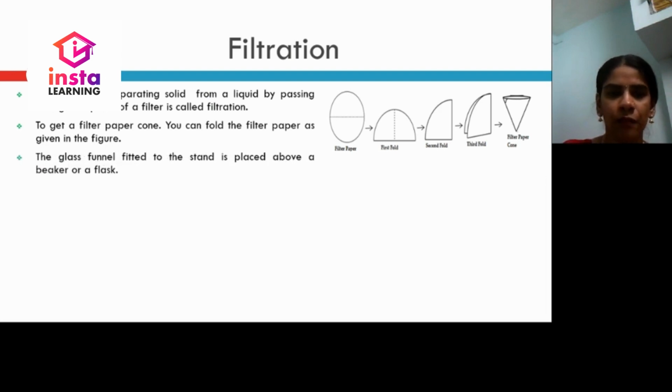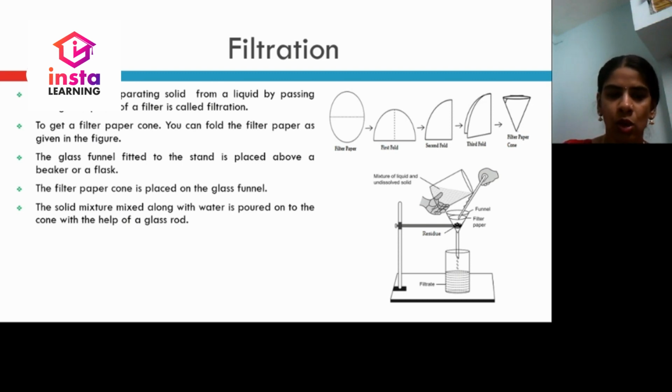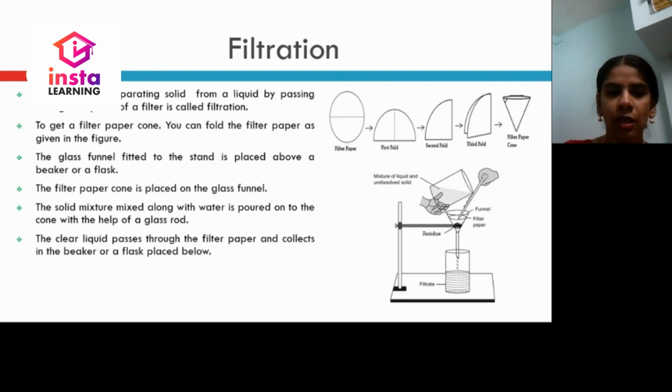The glass funnel fitted to the stand is placed above a beaker or a flask. The filter paper cone is placed in the glass funnel. The solid mixed with water is poured onto the cone with the help of a rod. The mixture can be either salt with water or sugar with water. The clear liquid passes through the filter paper and gets collected in the beaker or flask placed below.